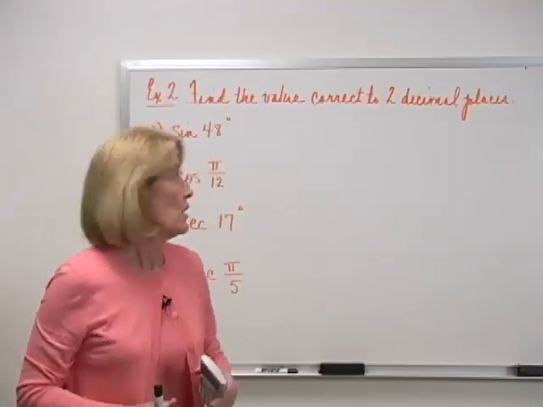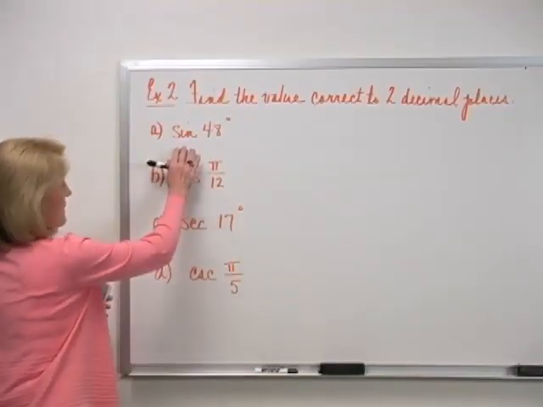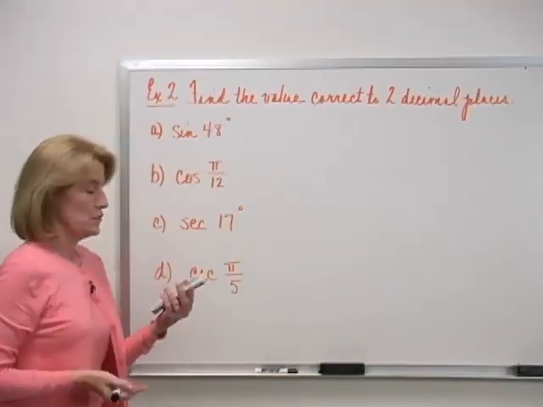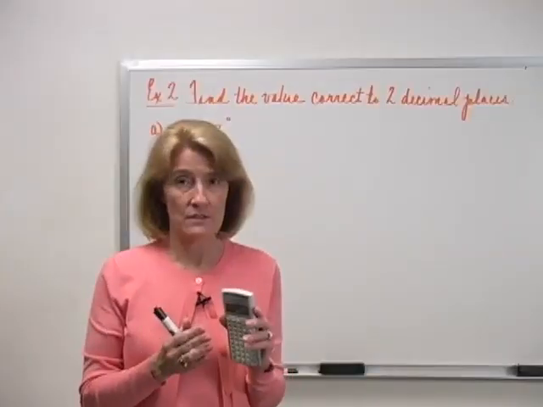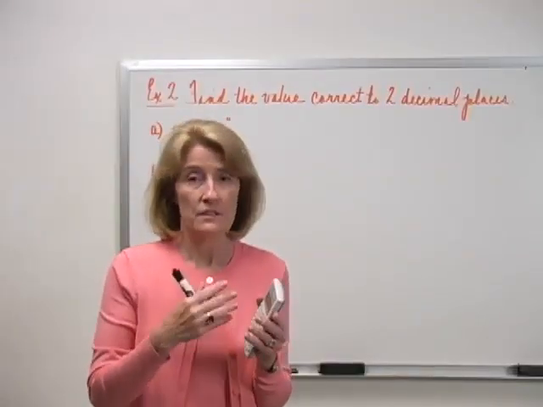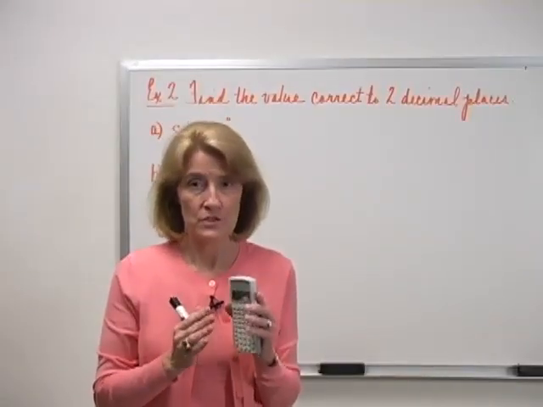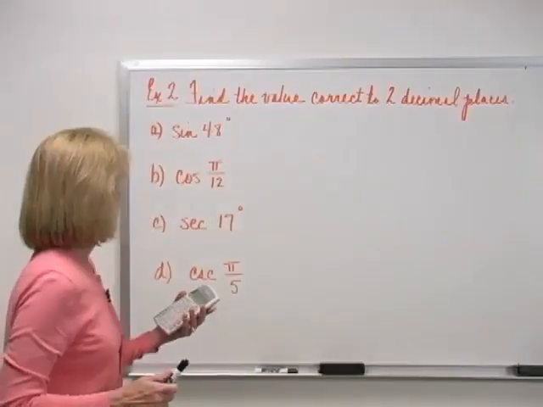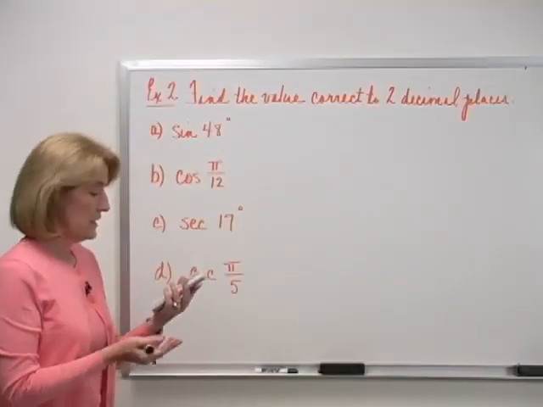Your calculator must be in the correct mode in order for you to get the correct answer. All right, so this is the sine of 48 degrees. Make sure your calculator is in degrees. The default is usually degrees, but you should always check that. Okay, so I'm in degrees, and now I want the sine of 48 degrees.